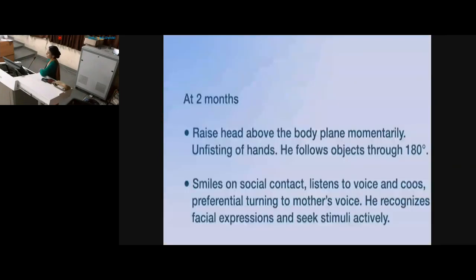So now we are coming back to the milestones that we have discussed. At 1 month, he's able to lift his chin a little bit when you put him in the prone position. After that, at 2 months, he's able to lift his head a little more and follow objects 180 degrees. Now he's got a proper social smile and he recognizes the mother's voice also.